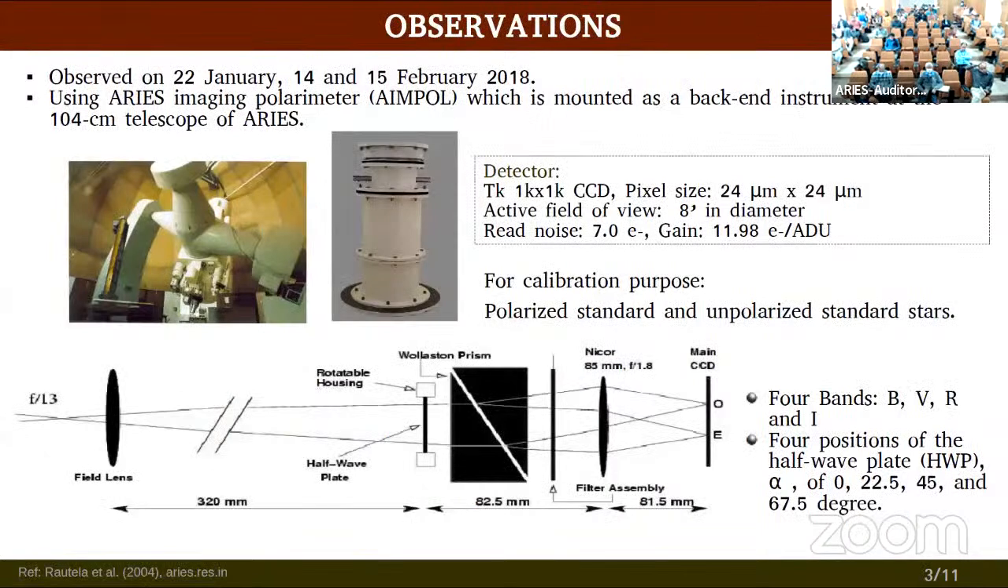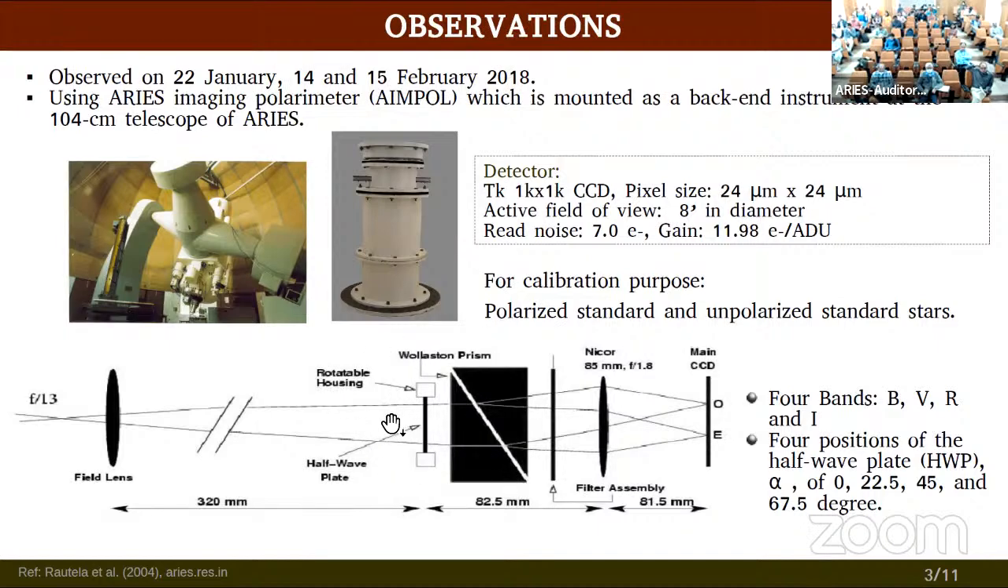We have chosen open star clusters to study the ISM dust grains. We have observed this cluster using the ARIES imaging polarimeter M-POL, which is mounted as a back-end instrument of the 104 centimeter telescope of ARIES. This is the optical layout of M-POL. Here is the half-wave plate, and this is the Wollaston prism.